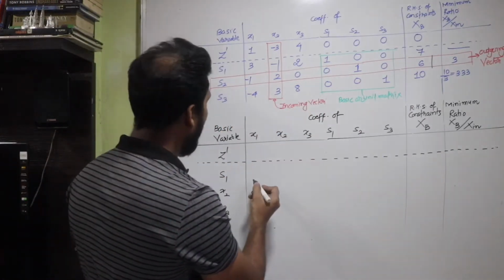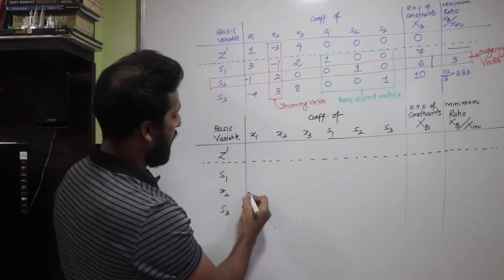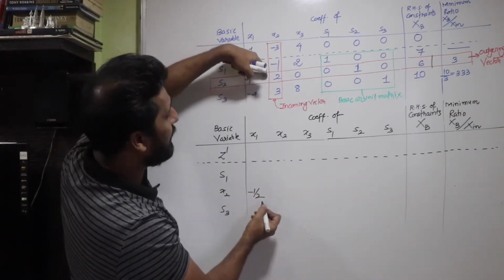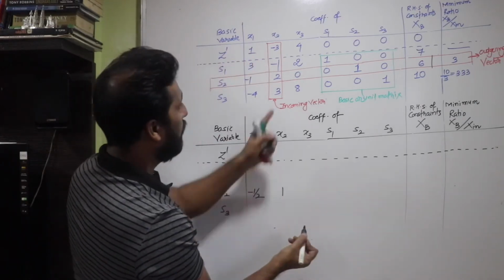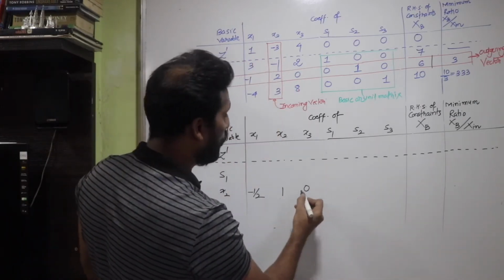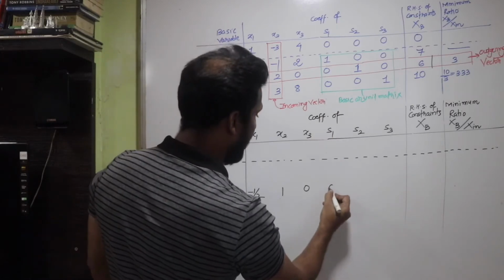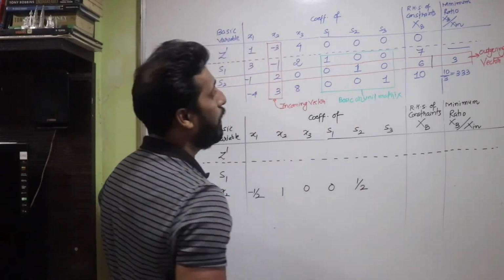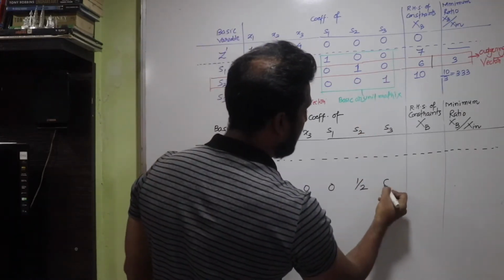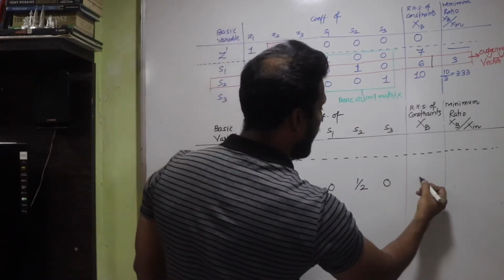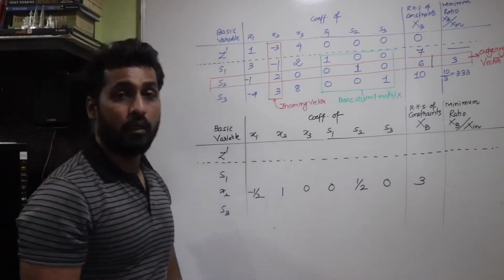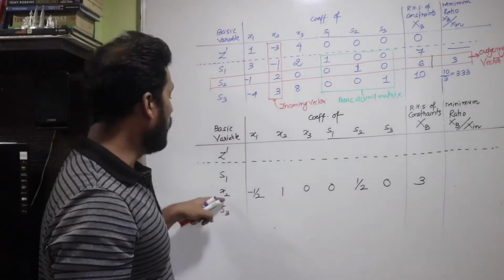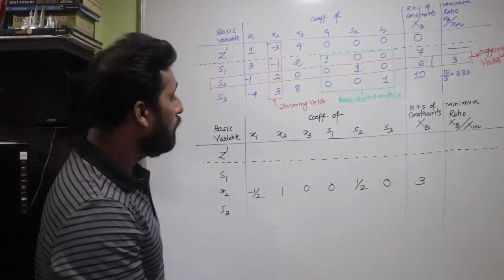So I'll be getting now -1 by 2, because it was -1. Then 2 gets divided by 2, you get 1. Then 0 gets divided by 2, you get 0. Again you will be getting 0. Then 1 gets divided by 2, so it becomes 1 by 2. Finally it is again 0. 6 gets divided by 2, you get 3 over here. So this is what your next row, the x2 row, would look like.